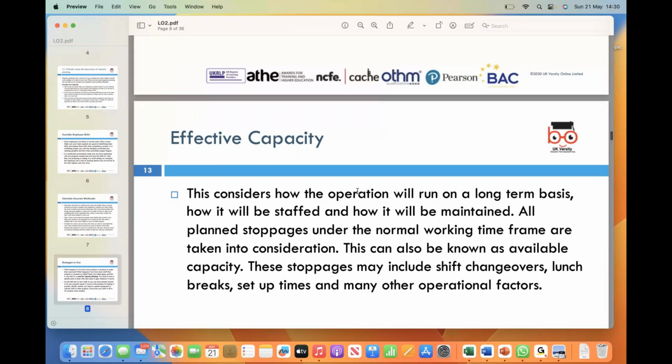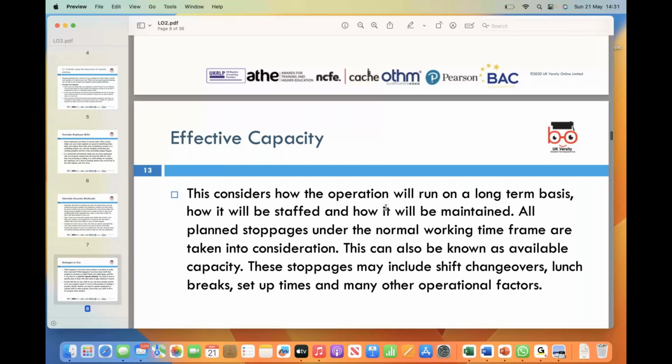To better understand effective capacity, let's consider an example. Let's say you are managing a manufacturing plant that produces widgets. You have a team of workers, machinery, and various operational factors that impact production. Effective capacity takes into account all these elements to determine the optimal output of your system.